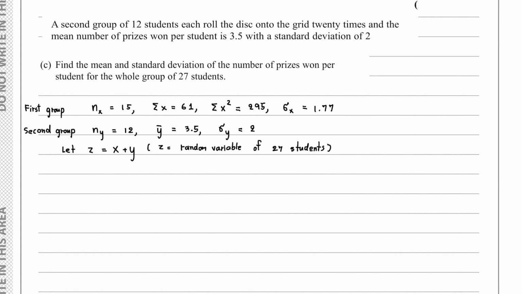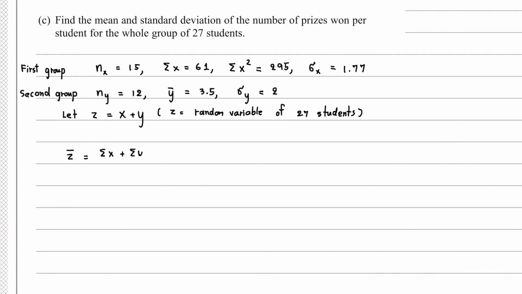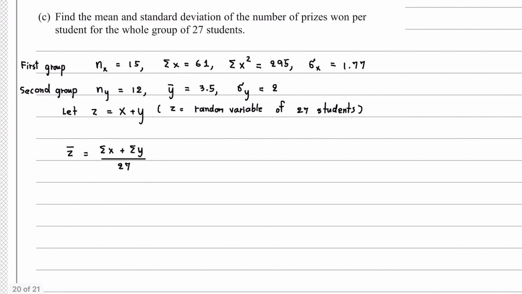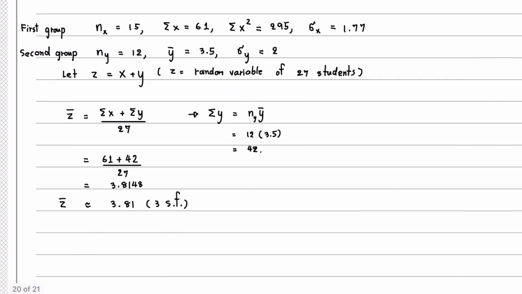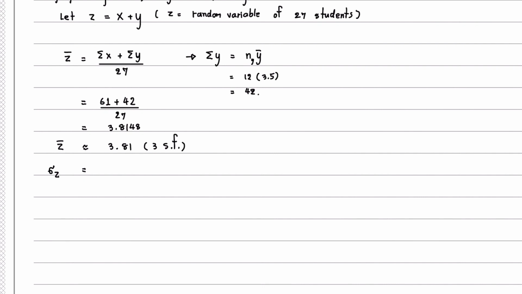Now we can find Z bar, which is summation X plus summation Y divided by 27. Since we don't know summation Y, summation Y is n times Y bar, 12 times 3.5, which is 42. Now we can find Z bar. Summation X is 61 plus 42, divided by 27, and the answer is 3.81, to three significant figures. And next we have to find the standard deviation of these 27 students.